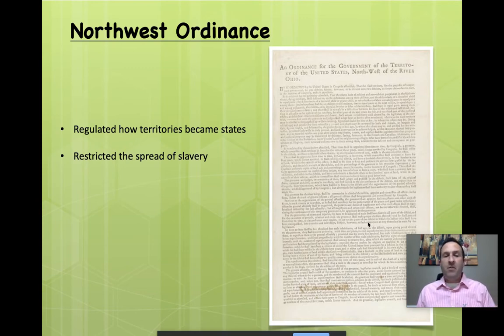They must then draft a state constitution that must be approved by the government. Again, this is a process. This is important: how does a territory become a state? In addition, though, it also prevented the spread of slavery into those territories.